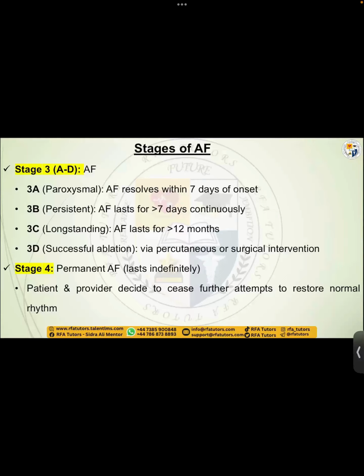And then stage 3D, as I said, is if the atrial fibrillation has been corrected via surgical intervention, ablation. It means that it has been rectified by our electrophysiologists. They have ablated that abnormal focus, which is acting as a pacemaker. Stage 4, we say, is permanent atrial fibrillation, which is indefinite. And in that case, we say that this atrial fibrillation.